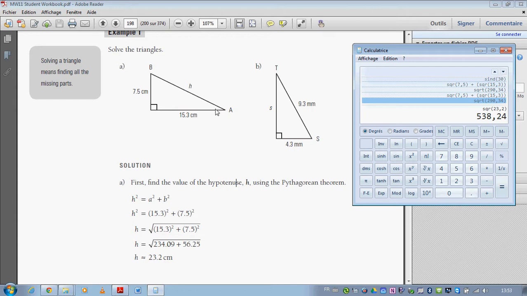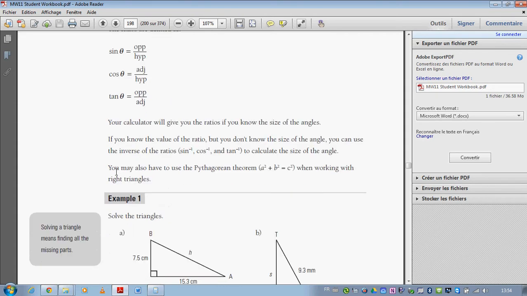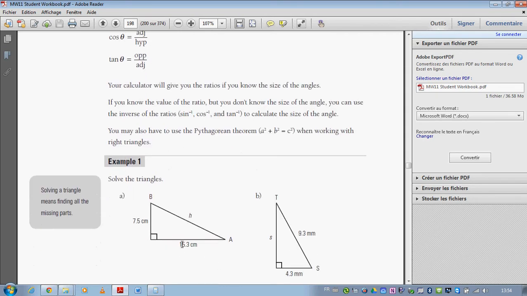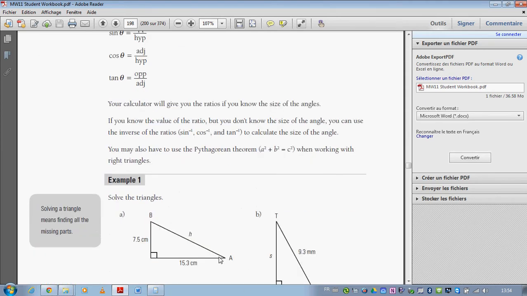The information that we have to figure out angle A: we've got the opposite side to the angle, and we've got the adjacent side to the angle. So as soon as we've got opposite and adjacent, you've got to go back up to your ratios and figure out which one of these ratios we are using. Are we using sine, cosine, or tangent? Opposite divided by adjacent, that's our tangent ratio. So tangent of this unknown angle would give us a ratio of 7.5 divided by 15.3.